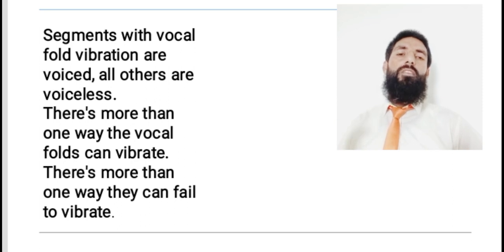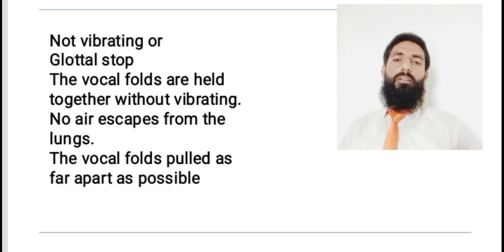There is also a chance that vocal folds cannot vibrate. So there can also be multiple reasons. There are several reasons that our vocal folds are not vibrating, and hence we are unable to speak and utter what we want to convey to our listeners. Not vibrating or glottal stop.